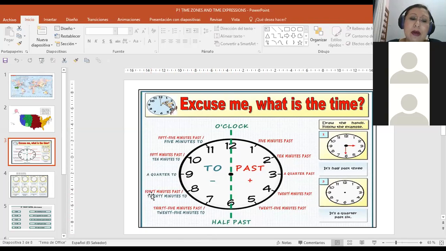Ok. So here I can say 40 minutes past, 20 minutes to. It's the same way. A quarter to. Aquí sí ya solo digo a quarter to. Aquí yo puedo decir 10 minutes to o 50 minutes past. Aquí puedo decir 5 minutes to o 55 minutes past, okay?